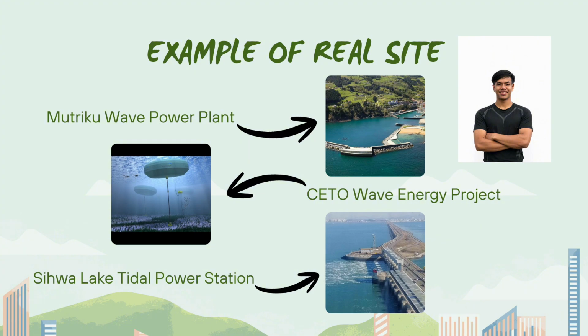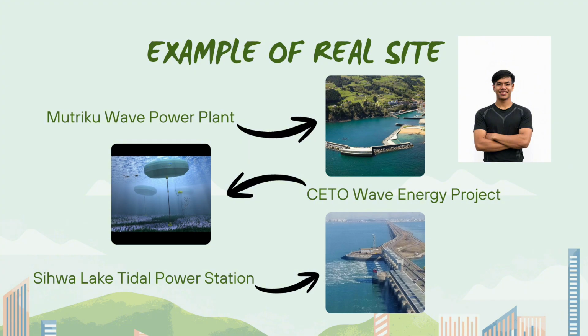When sea waves enter the chamber, the water movement compresses air inside it. The compressed air then spins a turbine to generate electricity. Mutriku has 16 turbines with a total capacity of about 296 kilowatts. This project shows how ocean waves can be used as a clean and renewable source of energy while reducing carbon emissions.